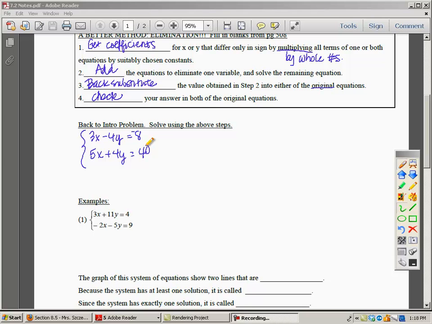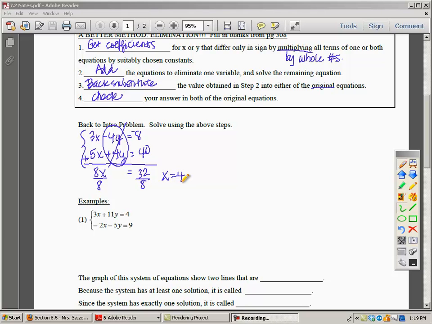One of the things that I do in elimination, just to verify that I have the coefficients be opposites, is I circle where my opposites are. So if you look in this case, you have a negative 4y and a positive 4y. And we said once the coefficients are opposites, you're going to add these straight down. 3x plus 5x is 8x. These will cancel. Negative 8 and 40 is 32. So when I divide by 8, x then is 4.